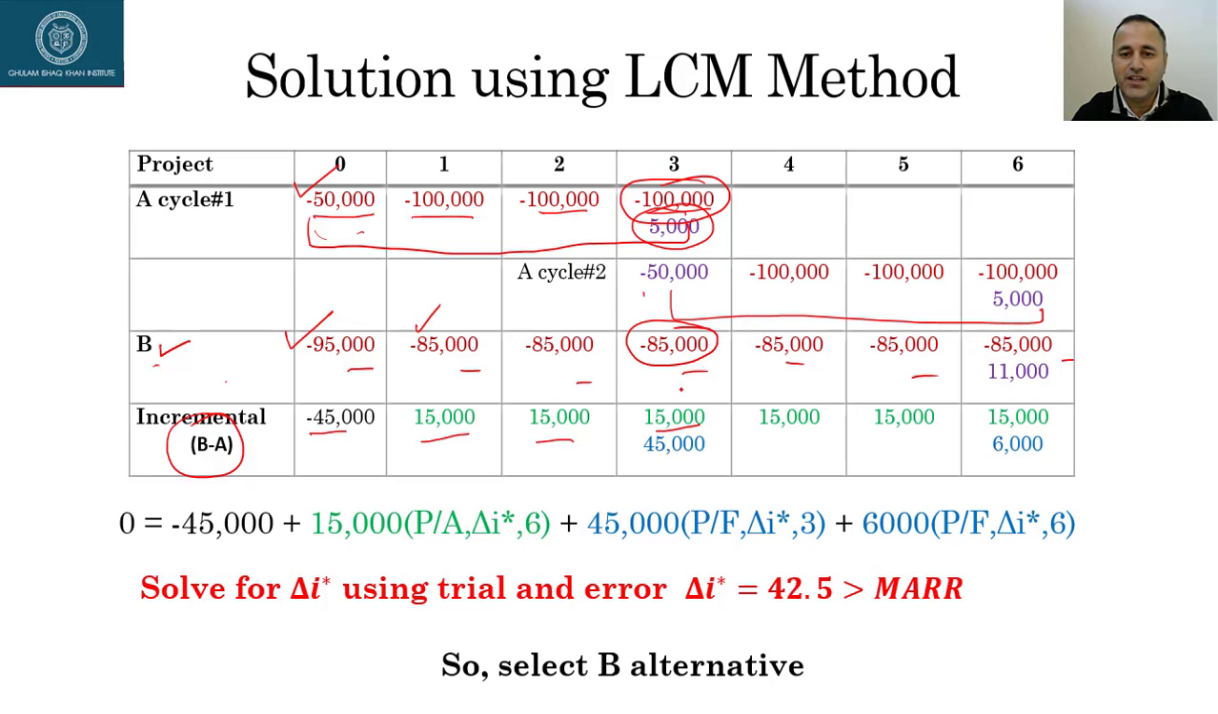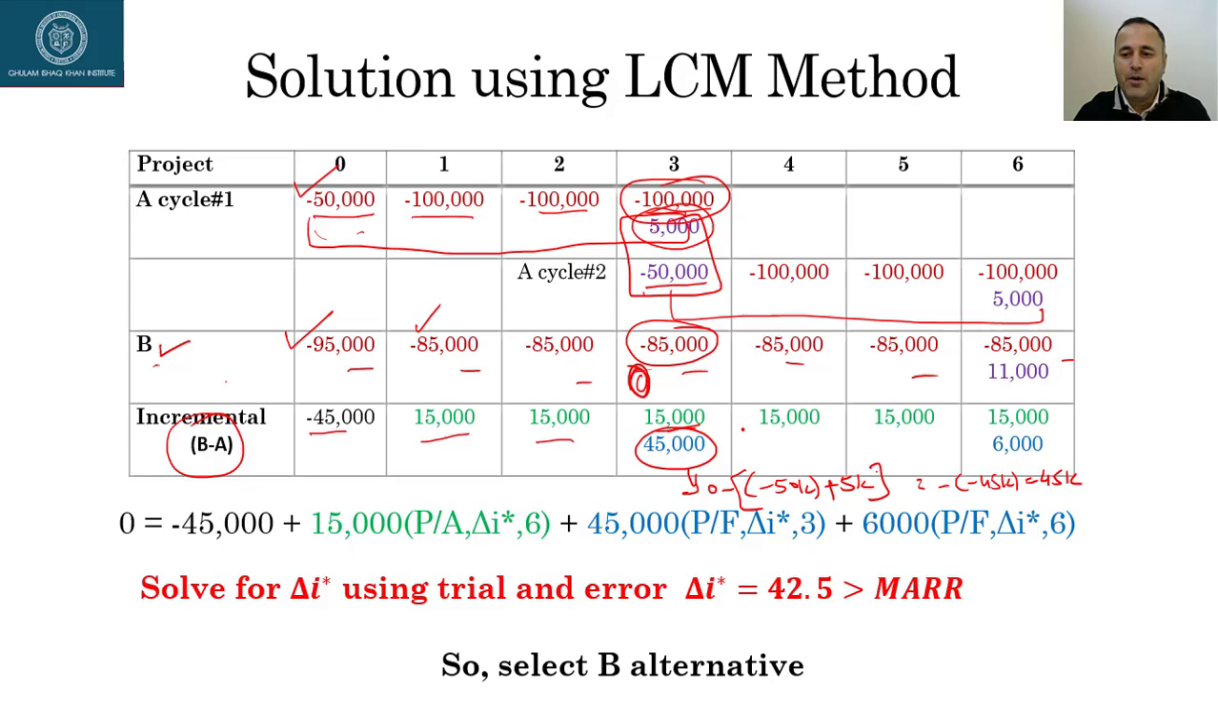Now what I'm doing is calculating the difference between this minus 85 and this minus 100, which is 15,000, and the difference between this 0 and these two numbers in purple, which is actually $45,000. So it's 0 minus minus 50K and then plus 5K, so minus into minus 45K equals 45K. This is straightforward.